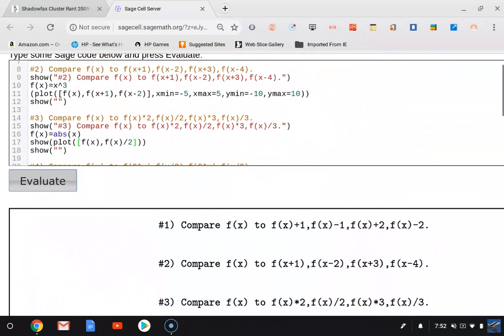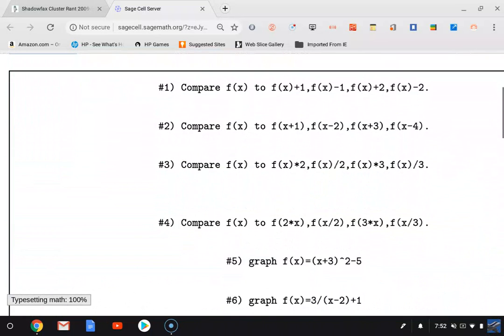All right, what if I say multiply by something, like multiply by 3? So let's say f of x, whoops, lowercase x, that's case sensitive, times 3. What do you expect to happen? All right, well, let's find out.